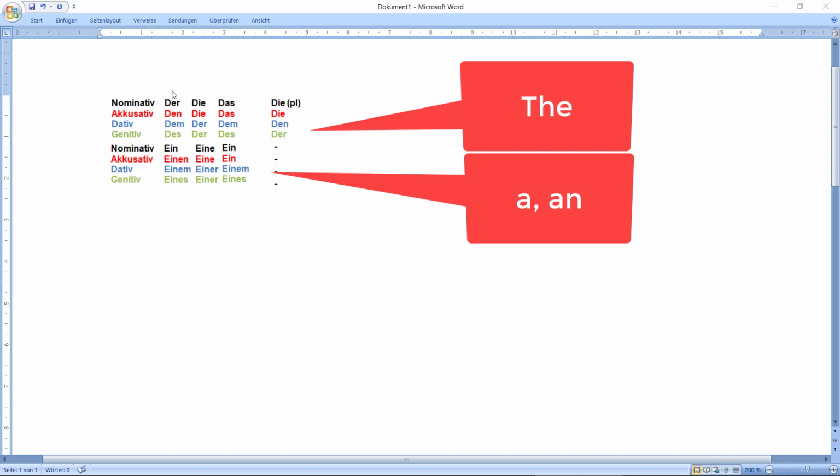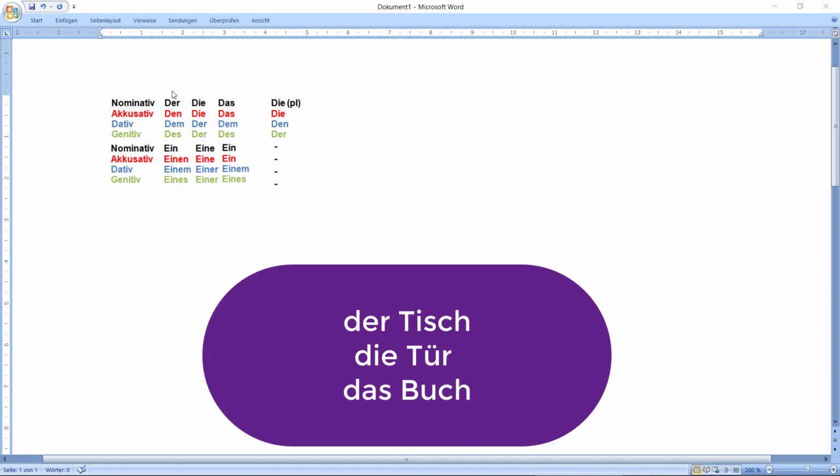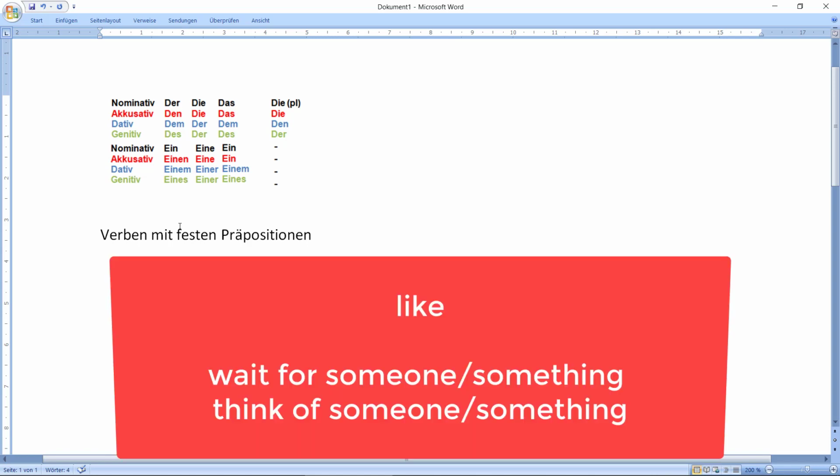That means der Tisch, die Tür, das Buch. How do we know which article is the right one? You cannot know it, you have to learn it. Our topic is now Verben mit festen Präpositionen, verbs with prepositions. As you know, we also have verbs with prepositions in English. That means wait for someone or something, think of someone or something.